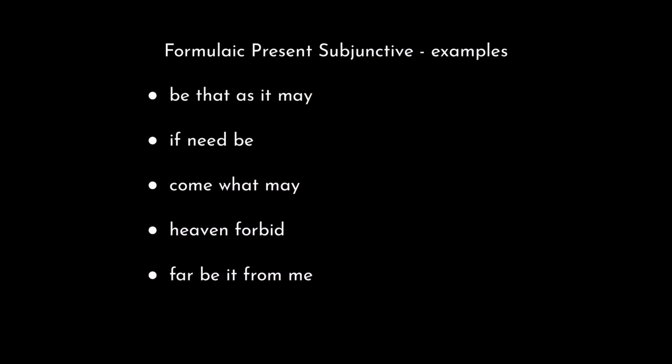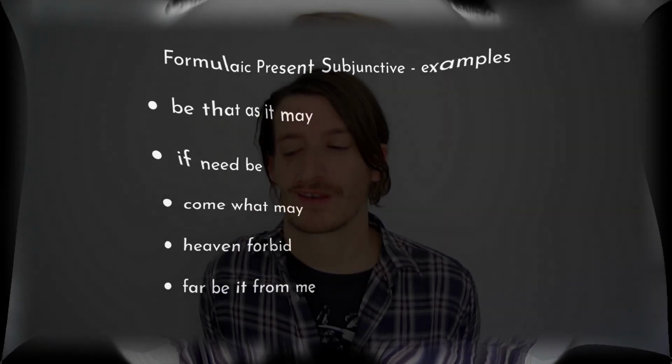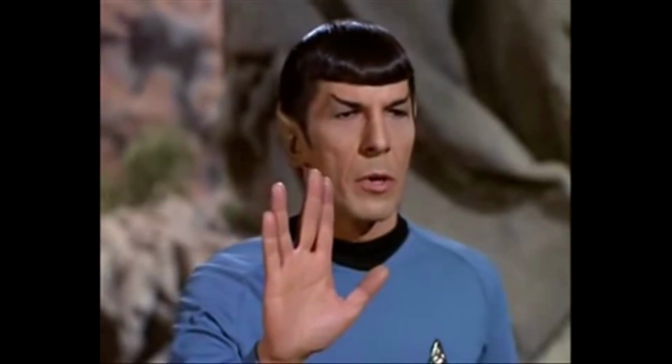The second type of the present subjunctive is called the formulaic subjunctive. The formulaic subjunctive is when we use it in old expressions such as be that as it may, or if need be. So they often convey a meaning of may or let something happen. So you can find these in loads of old expressions such as God save the Queen, or God bless America, or live long and prosper.